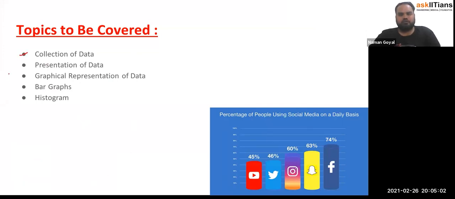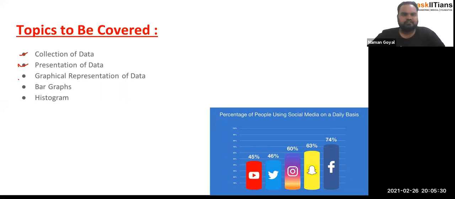data. We are going to learn what collection of data is, and presentation of data, how we present the data we collect. Now what do we do with the collected data? We have to present that data. How we present that data comes under the presentation of data. There are so many types of presentation. You can present the data in tabular form, meaning table form. You can present the data in graphical representation.